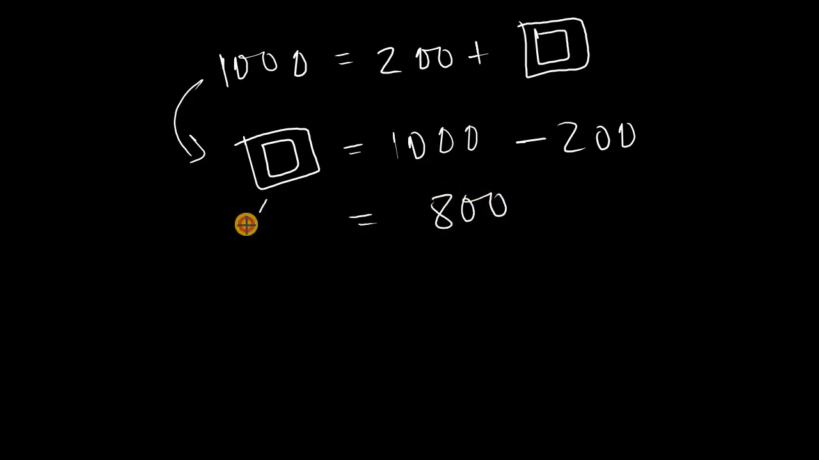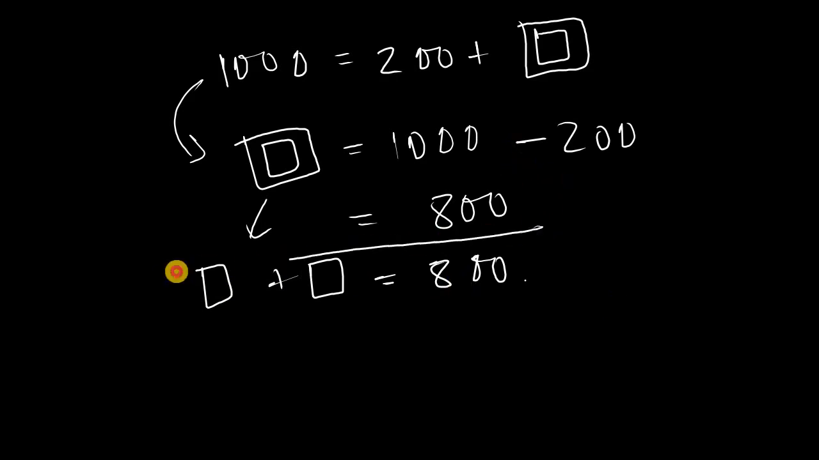So now let us break this. We have the sum of two boxes equal to 800. So we have to add two numbers such that their sum is 800.